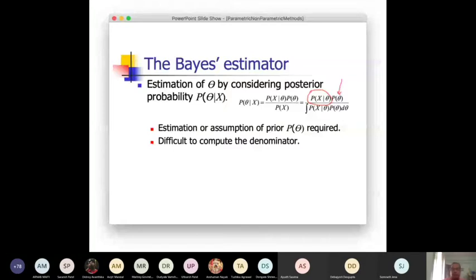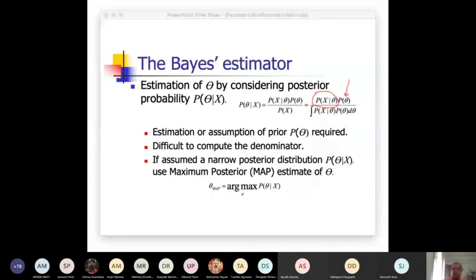Now, if I consider the prior distribution is... I think my link got broken. Is it okay? Can you hear me now? Yes, sir. Is my slides visible? Yes, sir. Yes, because I got some disturbance in the link. Yeah, fine.